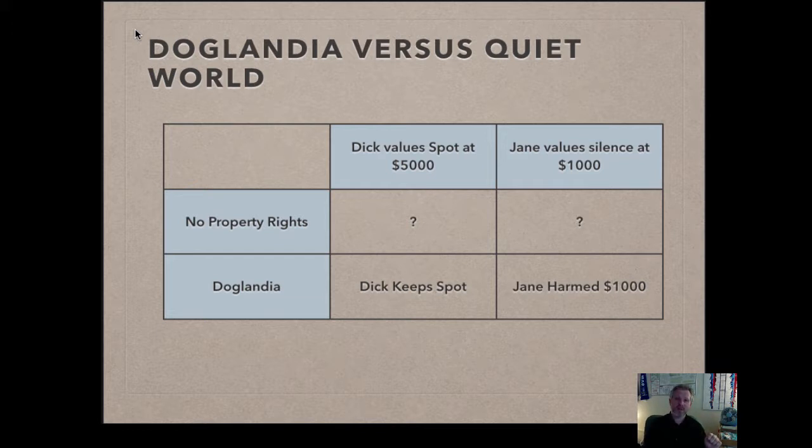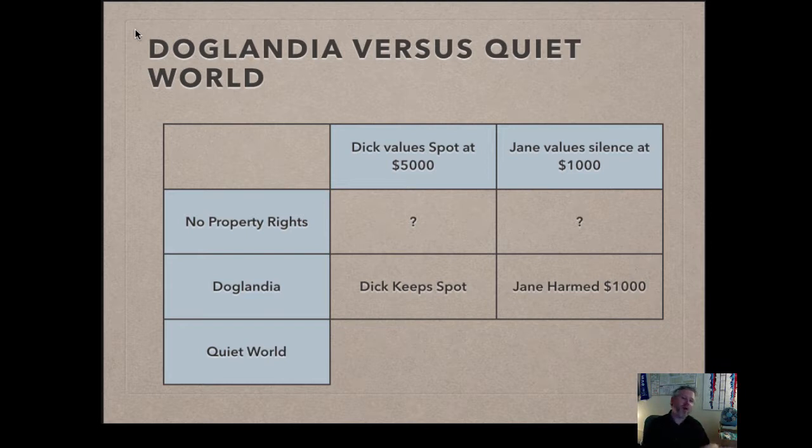All right. What happens in Quiet World? All right. Well, what happens in Quiet World is interesting. What we would imagine is that if Jane now has the right to have silence, but Dick values having Spot more than she values the silence, well, maybe he'll approach her and say, "Hey, Jane, I know you value your silence at $1,000. Let me give you $1,001 if you'll let me keep Spot. I've compensated you for your loss, and I get to keep the dog, who I value more than the $1,001."